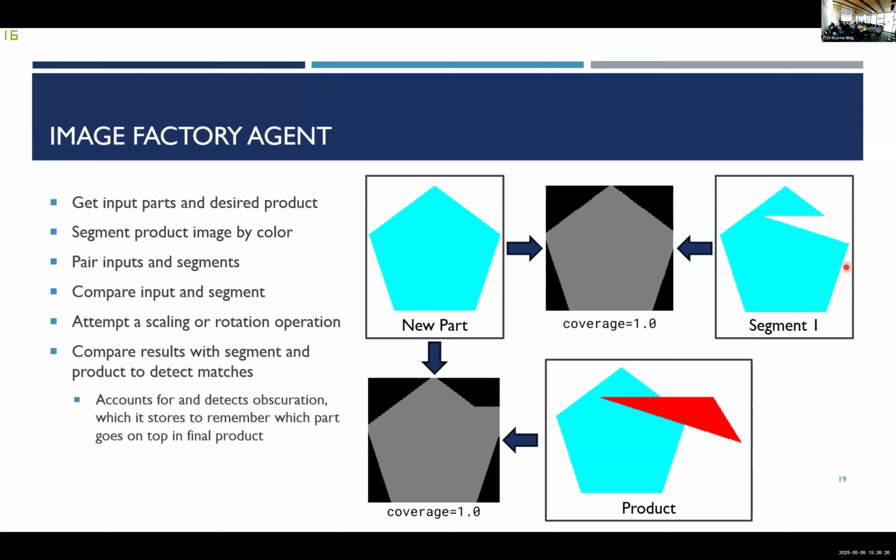It gets a new part out of it, and then it starts comparing this new part to both the segment. Does it cover the segment completely? Does it explain all the parts of the segment that need to be explained? And also to the product. Is it completely covered by the product? Is it sticking out somewhere weird? You could imagine there might be a triangle out here, that would be bad.